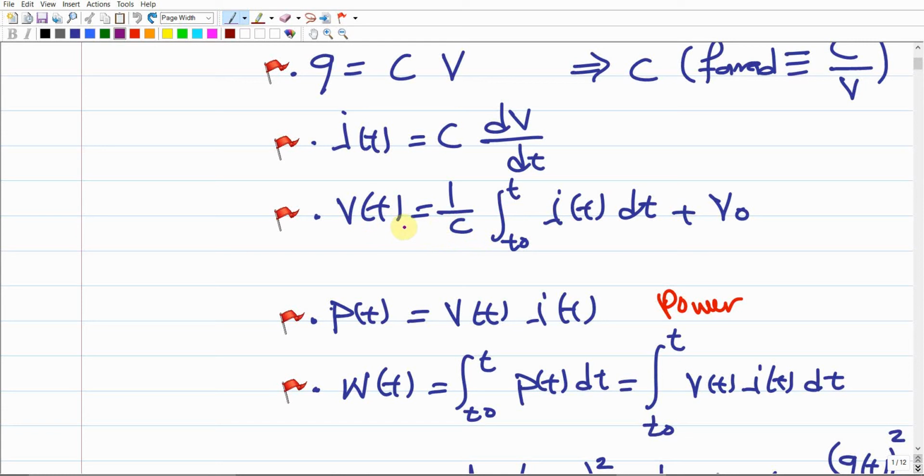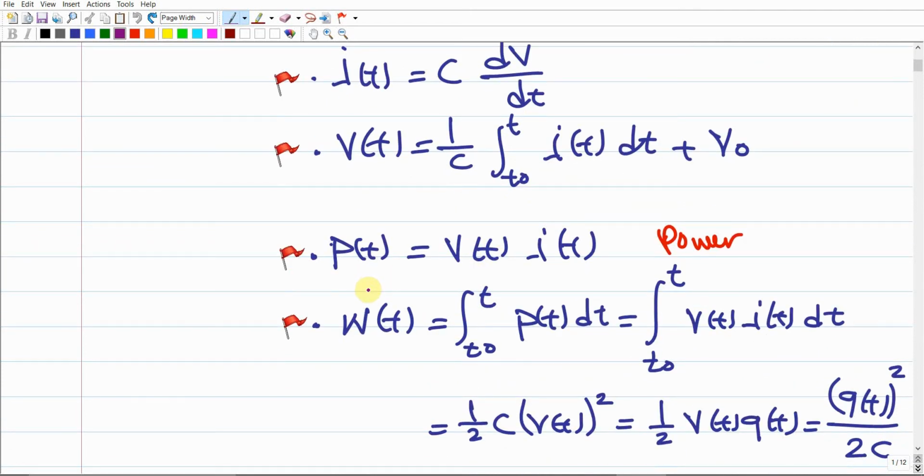So it is clearly seen that the current is related to the voltage with a different relation than the one we used to see for the resistor. Here it depends on either the integration or the derivative of the volt and the current. How about the power? We are still going to use the same formula.